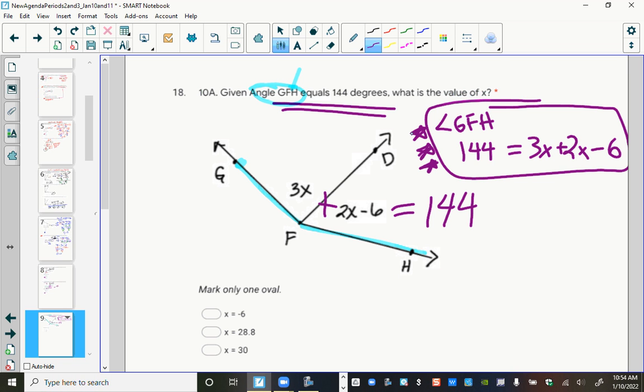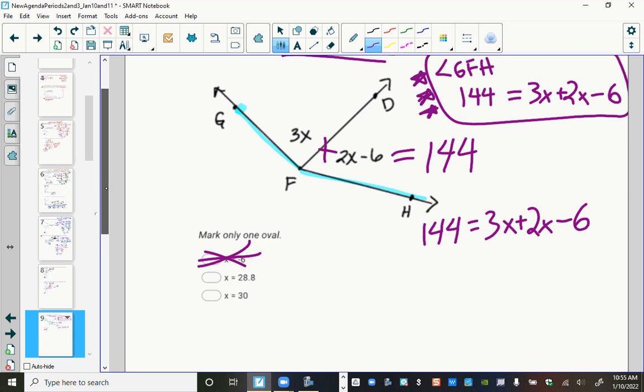Given this diagram, the sum of the two angles adds up to 144. This is your equation. I'll rewrite it down here so we have a little more room. Now, some of these answers you could probably eliminate right away. Can x be negative 6? No. Now you're just down to one of these two, the 28.8 or the 30. In the end, it will be 30.